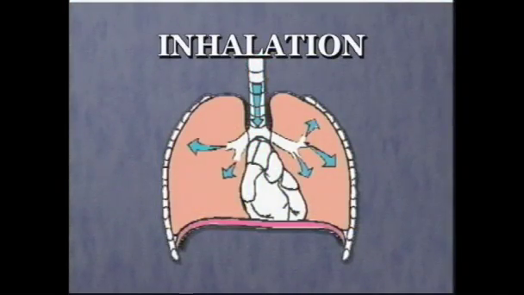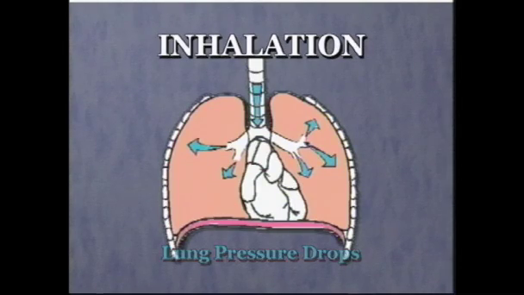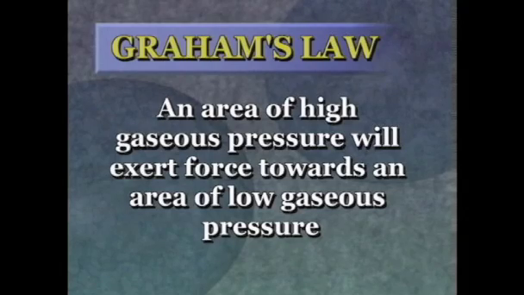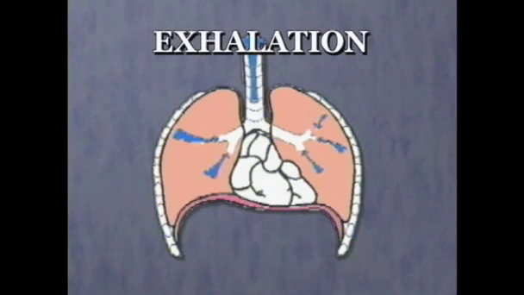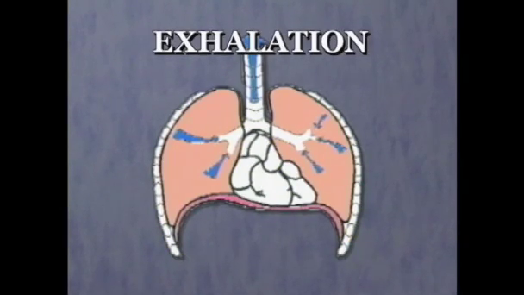During inhalation, the muscular action of the diaphragm along with the intercostal muscles will cause lung volume to increase, along with a corresponding drop in lung pressure. This allows air to enter the lungs under its own pressure according to Graham's law, which states that an area of high gaseous pressure will exert force towards an area of low gaseous pressure. During exhalation, the muscles relax and the lung volume is decreased. The air is exhaled, again in accordance with Graham's law.